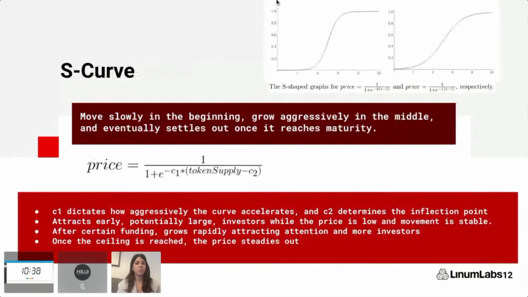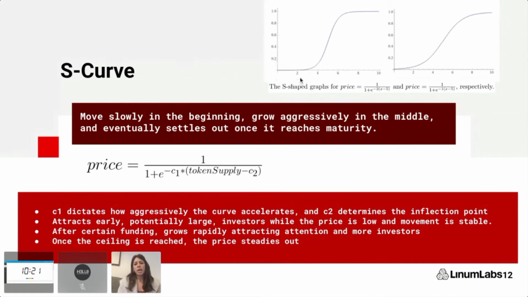Now the S-curve, which I mentioned, is my favorite because I think it represents new projects the best. So essentially, it moves slowly in the beginning, grows aggressively in the middle, and then eventually settles out once it reaches maturity.